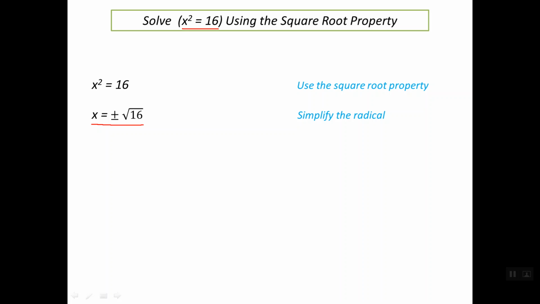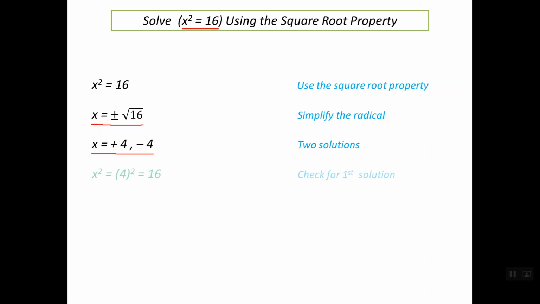Now we can simplify the radical. The square root of 16 is 4. So we have two solutions for x. The first is plus 4 and the second is minus 4.